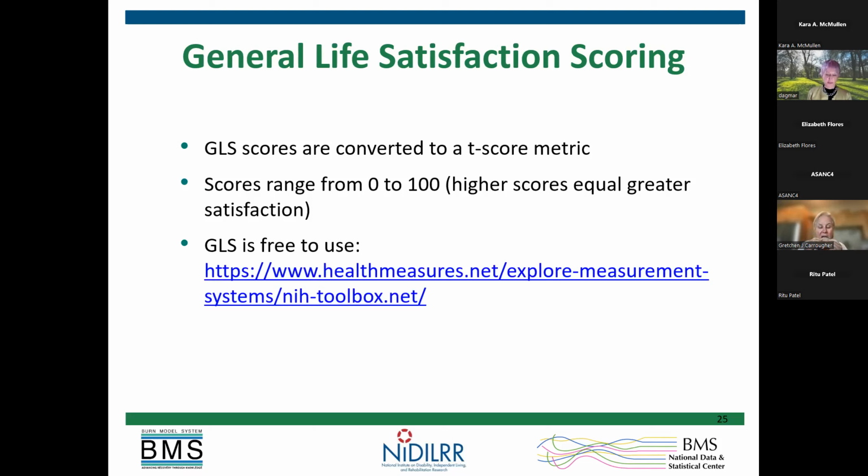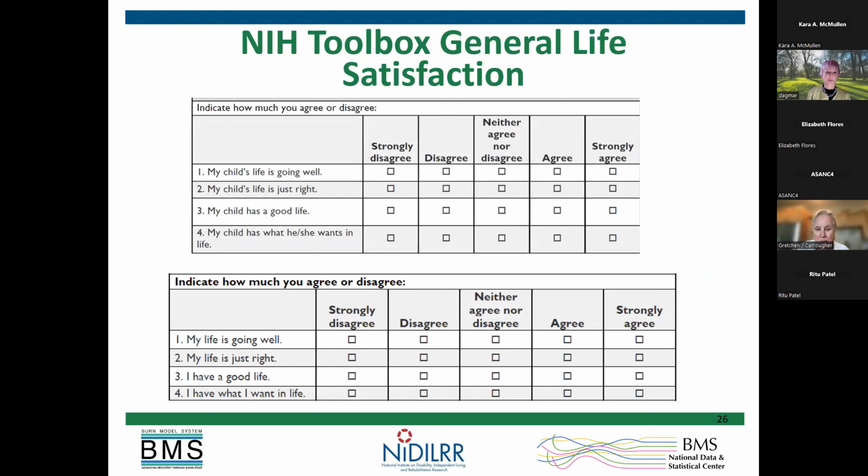Just like with all the NIH Toolbox, PROMIS, Neuro-QoL scales, the scores are provided on a T-score metric. The scores theoretically range from 0 to 100, with the higher score indicating more satisfaction with life. It is free to use, and you can download it from the NIH Toolbox website. Here's what it looks like.